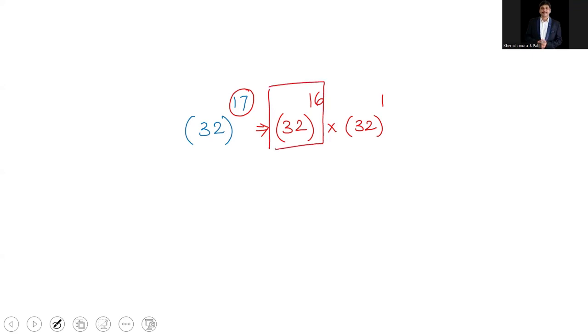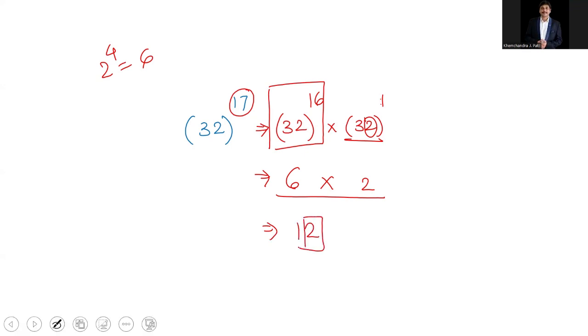Now, what is the unit place? See, 2 का fourth power हमेशा 6 में end होता है. So, what is the unit place? This is 6. And what is this? 2 raised to 1. 2 raised to 1 always ends with 2. So, what are 6 twos? 6 twos are 12. Unit place will be 2. I hope you understood this.